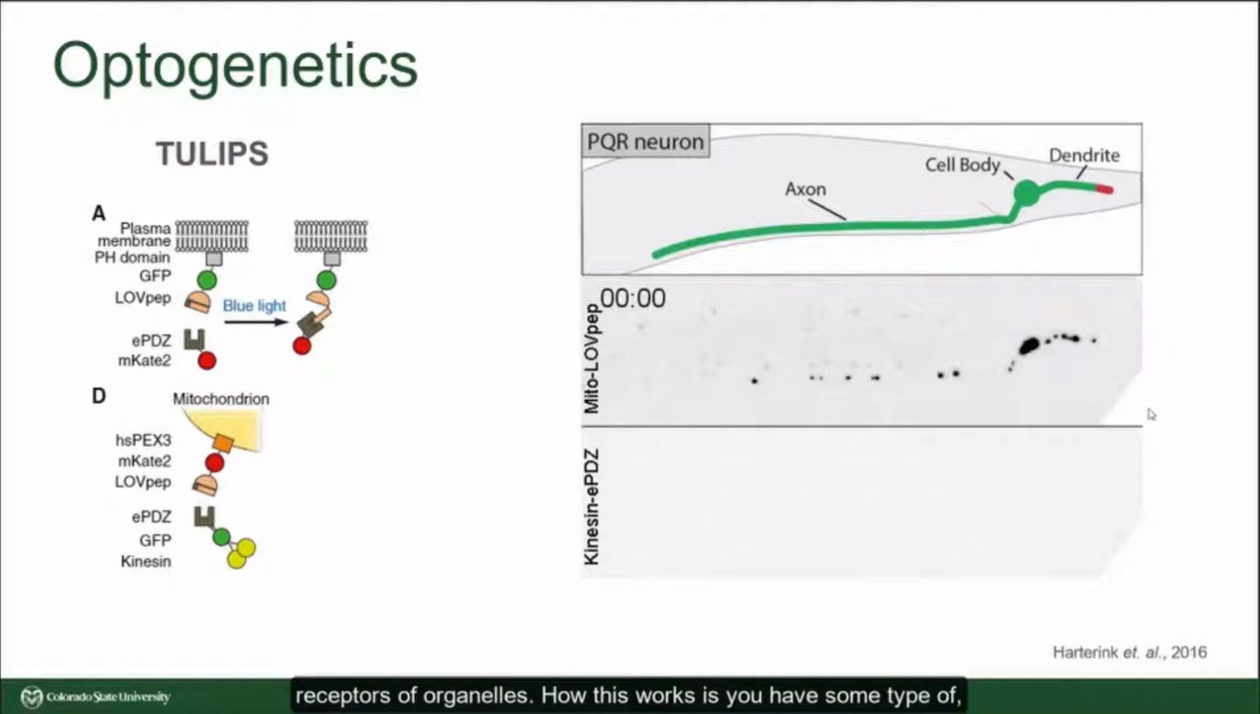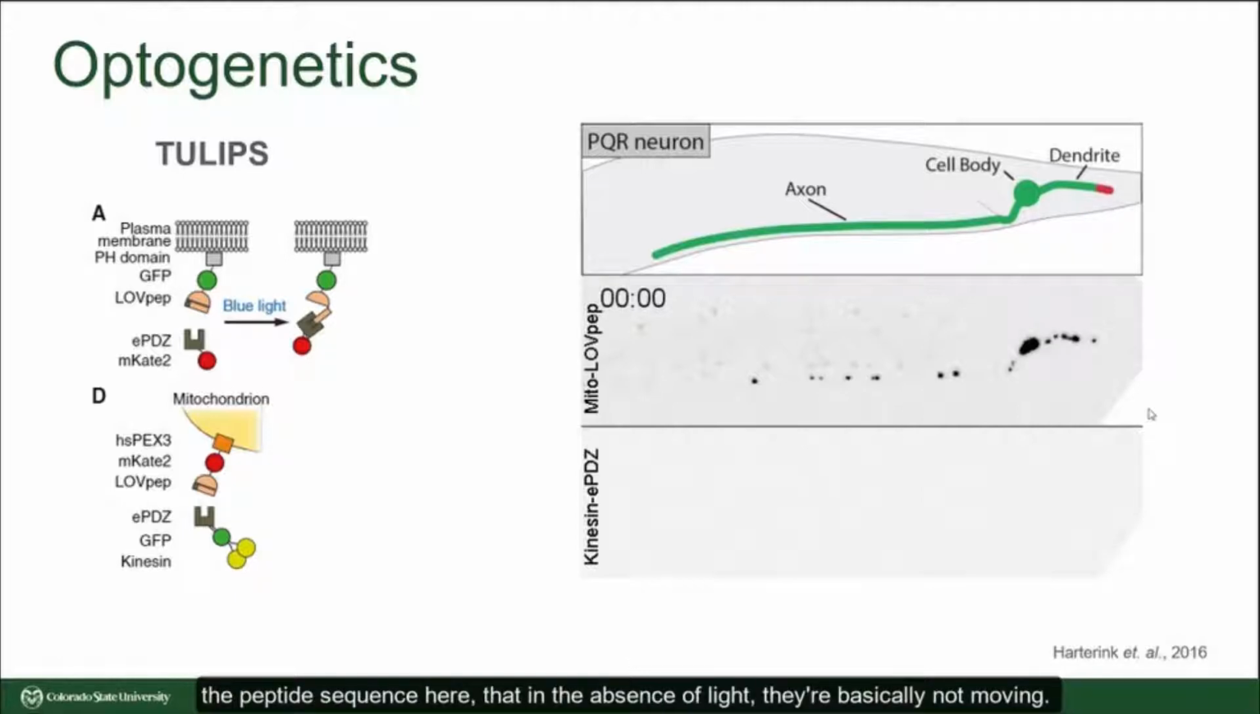How this works is you have a very specific peptide sequence that, in the absence of blue light, is essentially folded in on itself. It's kind of like a clamshell. But once you shine blue light onto it, it pops open, and then it binds to some engineered PDZ domain, which has very high affinity to it. Not only do you get recruitment of this, but how they're utilizing it in this movie is they're looking at mitochondria transport.